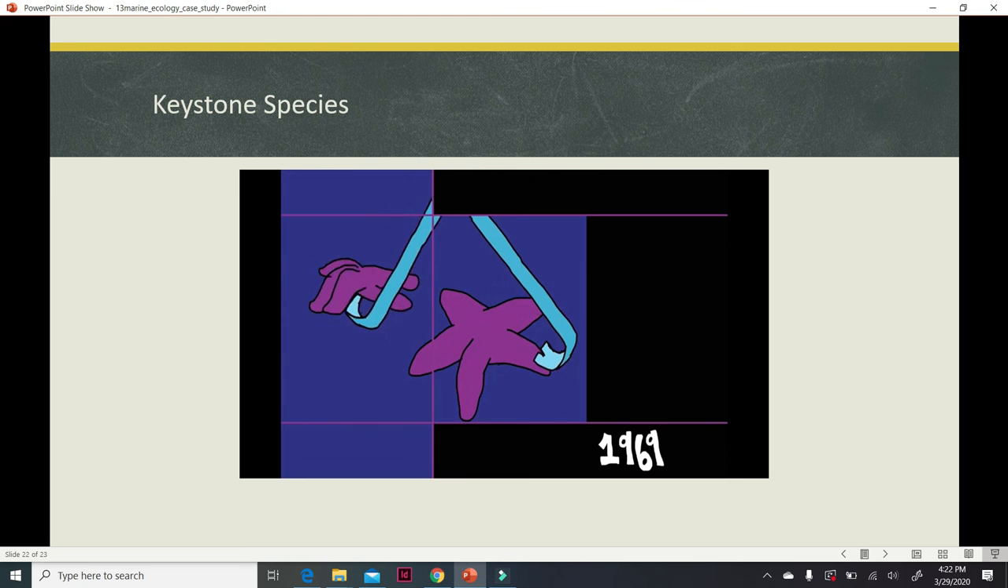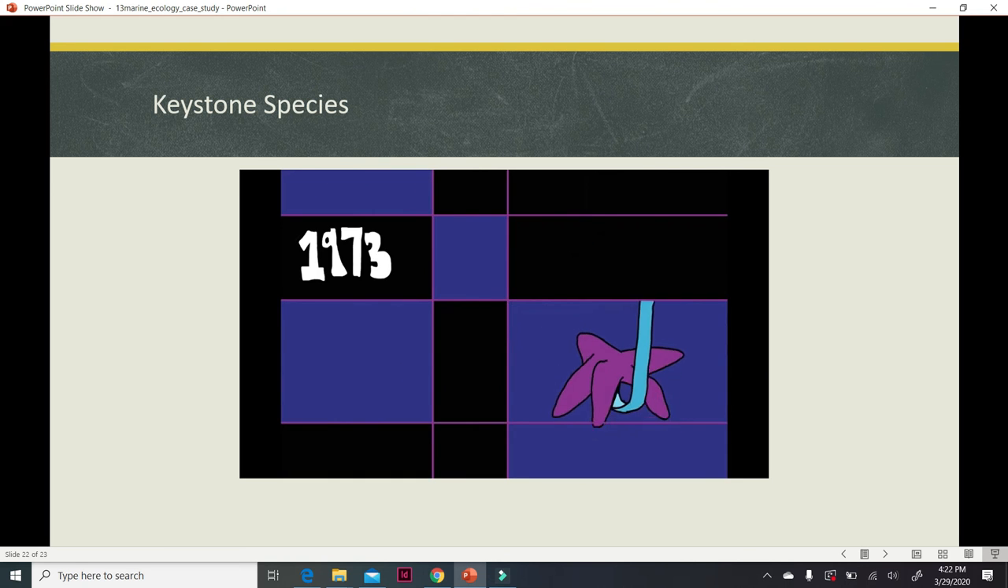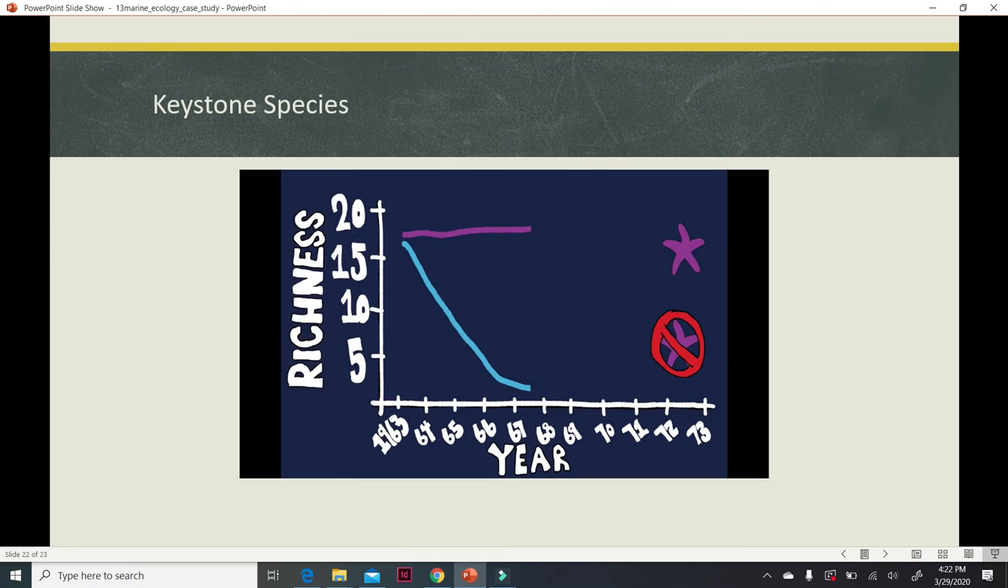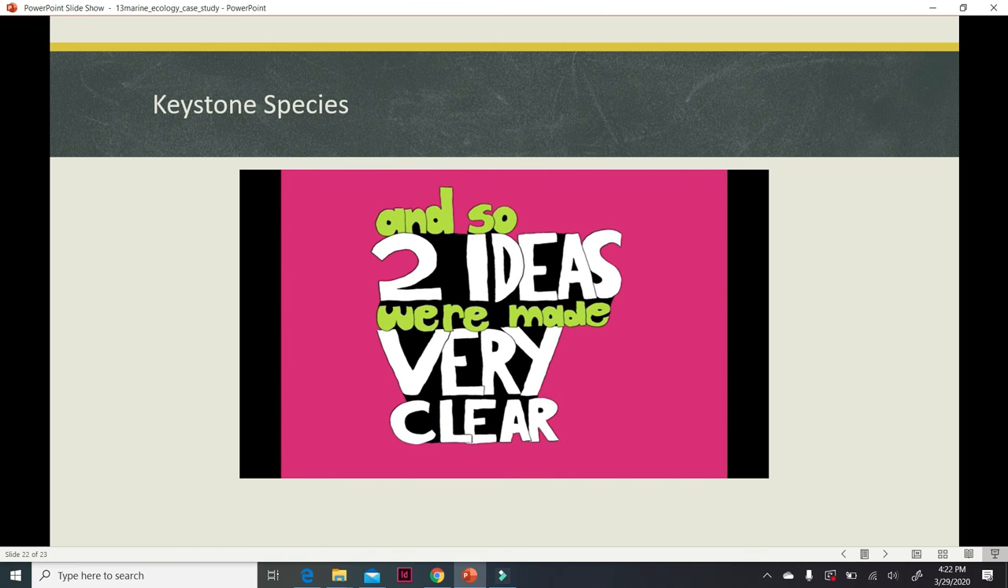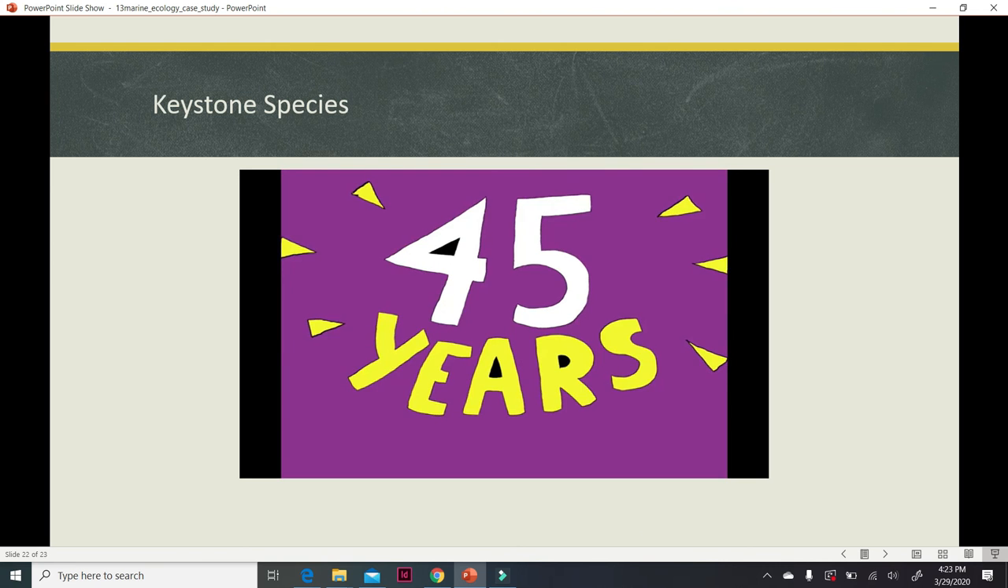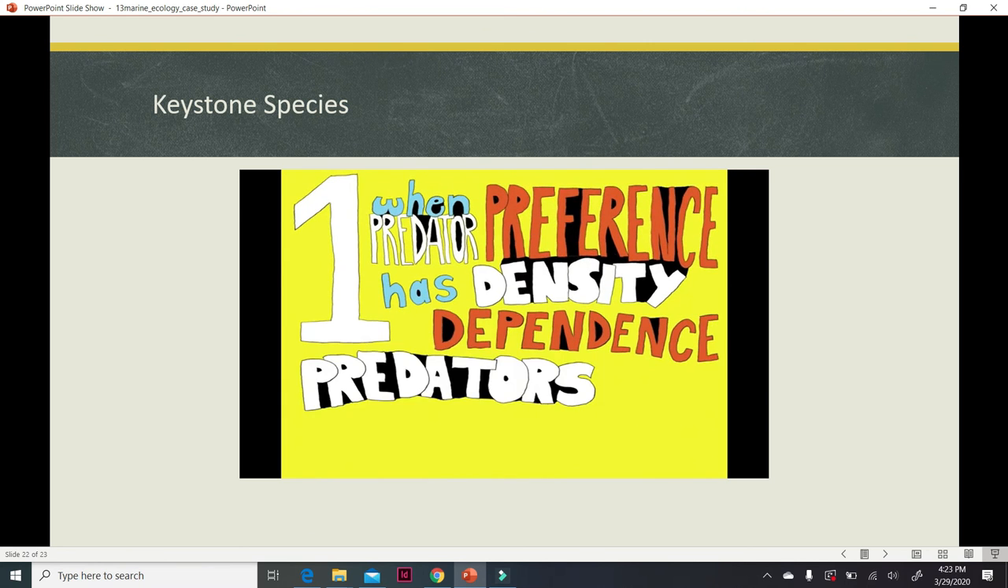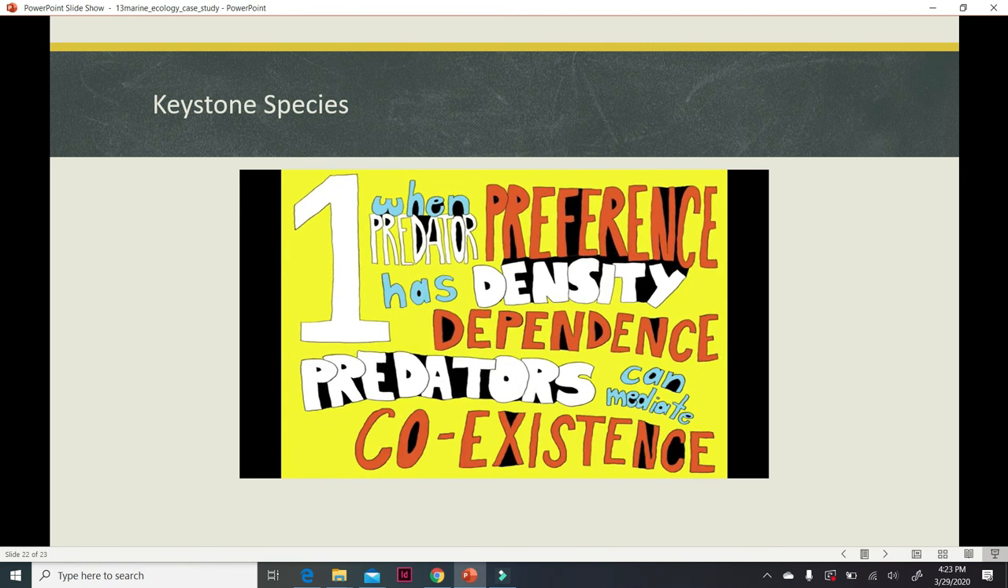And Paine persevered on into the 70s to see if this pattern would ever be remedied. But even after a decade, the story remained. The simple loss of the sea star made diversity wane. And so, 2 ideas were made very clear, both important enough to last 45 years. 1. When predator preference has density dependence, predators can mediate prey coexistence.